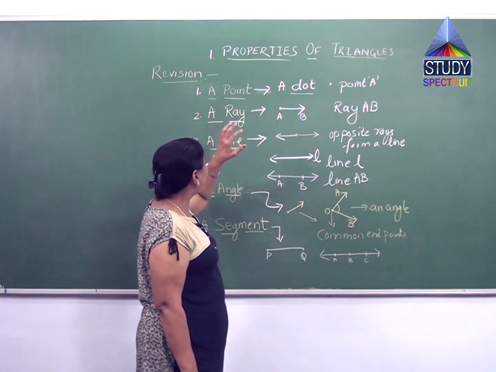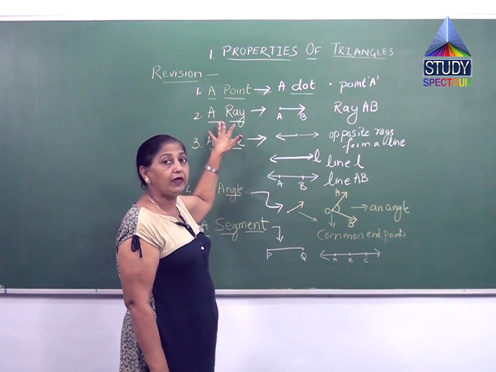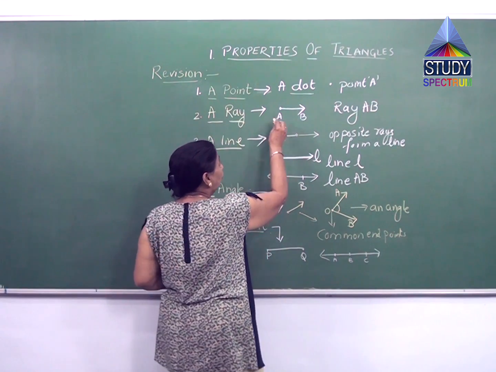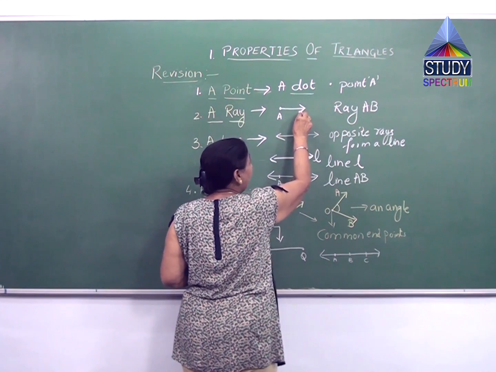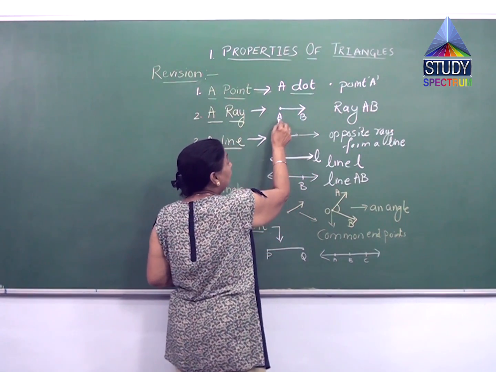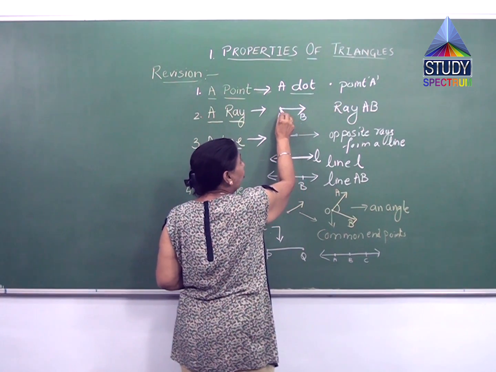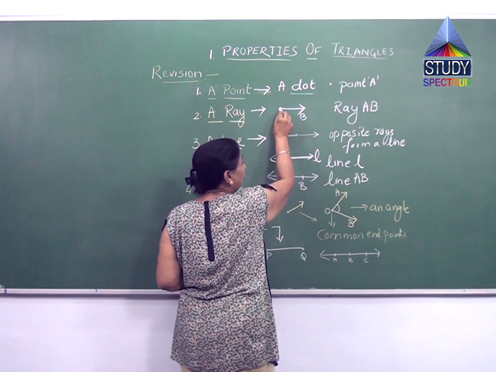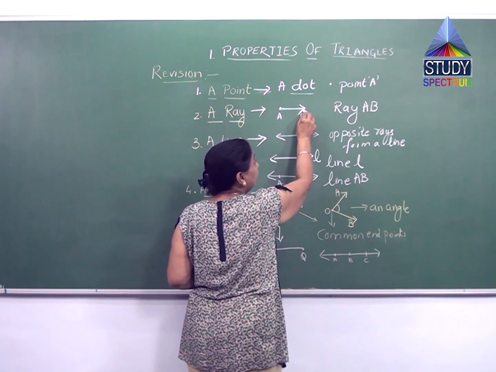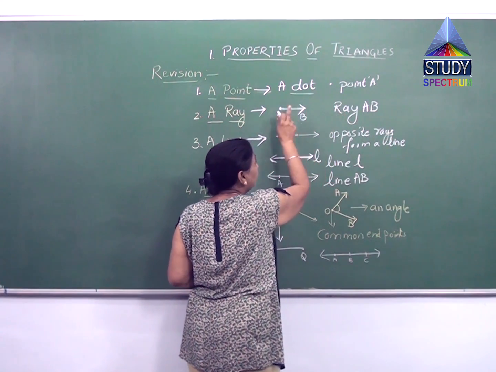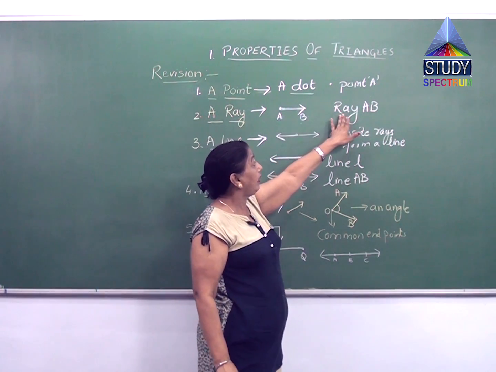Now the second term which we use in mathematics is a ray. Now what is a ray? A ray is a line which starts from a point and it has only one arrow, right? And we can name this ray as ray AB. So this is the origin of the ray. It starts from the point and goes this way, and here there is an arrow. That means we can extend on this side but not on this side. And we can name this ray AB.